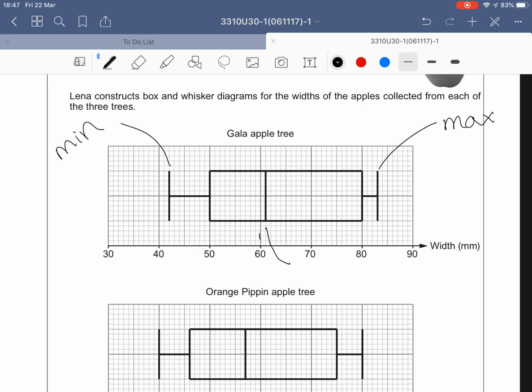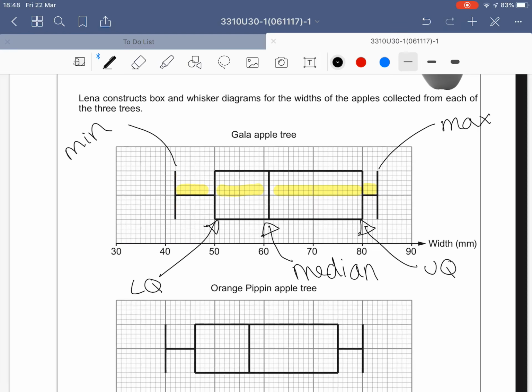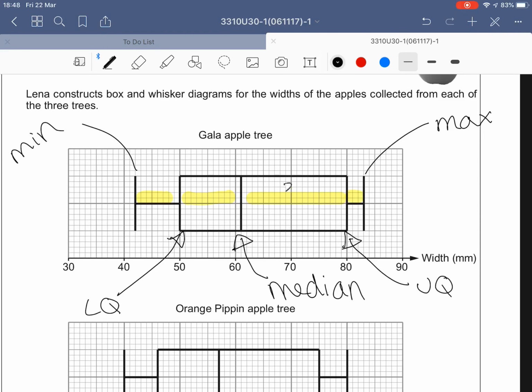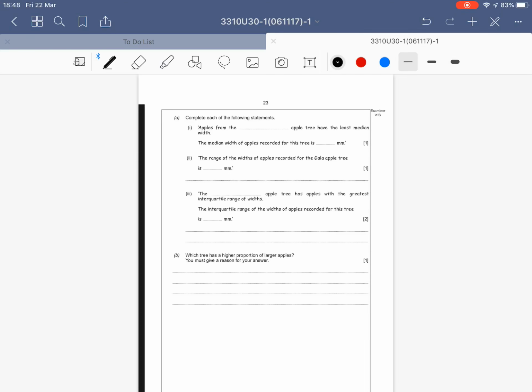The line in the middle, if you can guess it, is the median. Like from cumulative frequency, this one is our upper quartile, and this one is our lower quartile. And each bit here is 25%, this is 25%, this is 25%, so you can see there's a lot of big ones in gala, and then this is 25%. Okay, so that's the same thing for each one of those. Probably got to compare each one now.